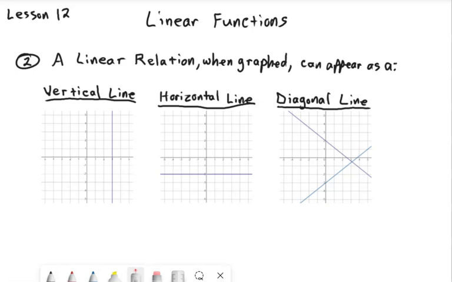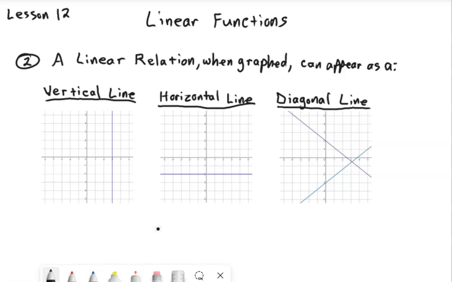Okay, the second thing we're going to say about linear functions is that a linear function, or a linear relation, we should say, when graphed, can appear in one of three ways. It can appear as a vertical line. You can see this line right here. That's a vertical line. It can appear as a horizontal line. This one's horizontal. Or it can appear as a diagonal line. Now, as a diagonal line, it can either go up and to the right, or it can go down and to the right.